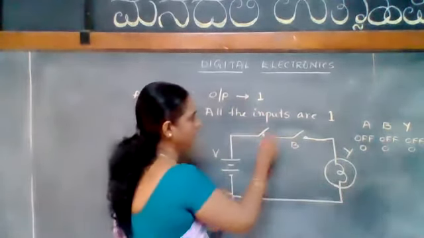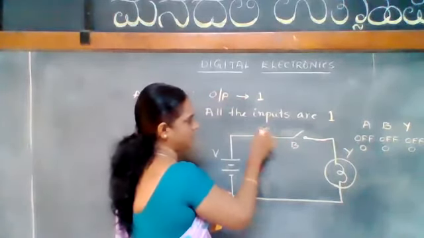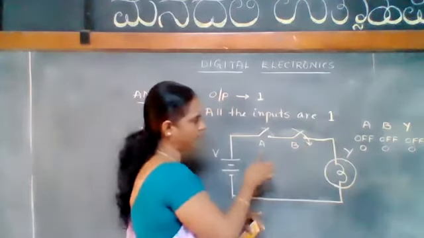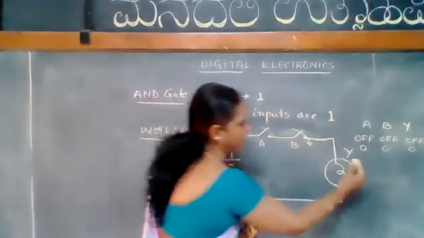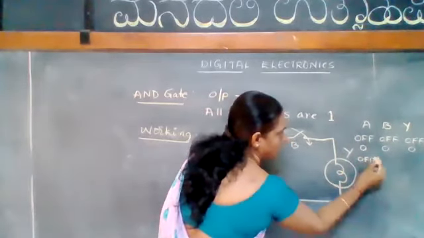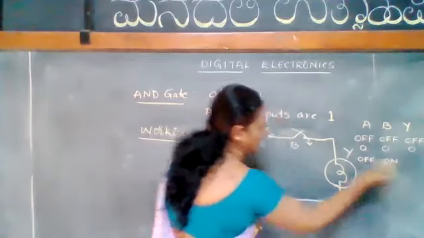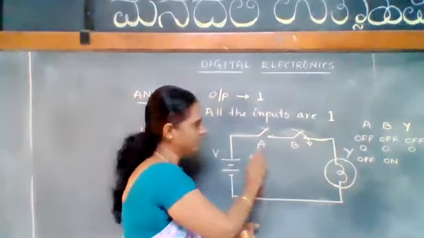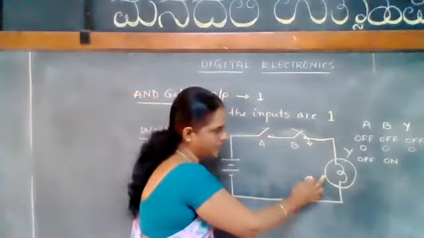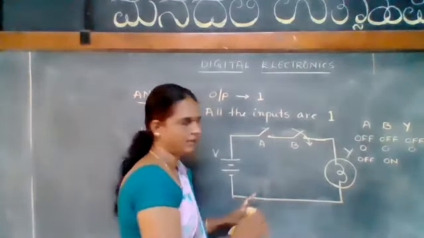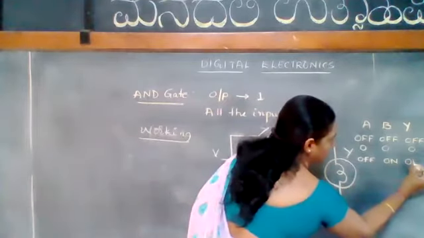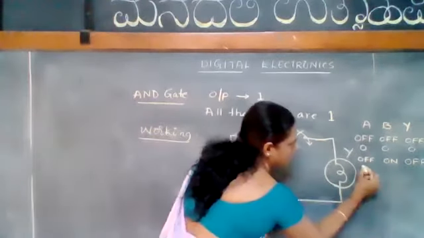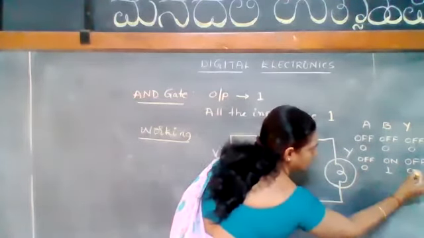Now let us close A or B. First we can close B, as per our truth table. Close B, keep A open. That means A is off and switch B is on. What happens? Anyway, in this path there is one open switch. Therefore, definitely the bulb won't glow, and it remains off only. So this is 0, this is 1, and the output is 0.